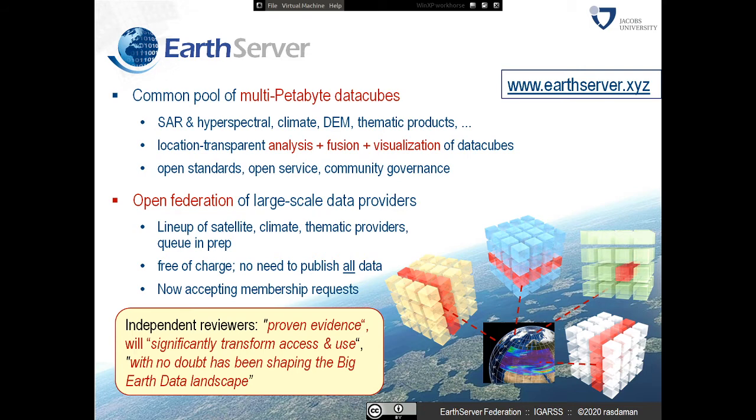Okay, so large-scale data providers meet here. It's a lineup of satellite, climate, thematic providers with a list of institutions waiting already to join. So we are handling them one by one to get them into this federation. It's free of charge, and by the way, there is no need for a data center to publish all data. It's enough that you provide some data. That makes us already happy, and that helps users. You're not forced, you're not obliged to anything in any way. So if you feel interested, please contact us to join.